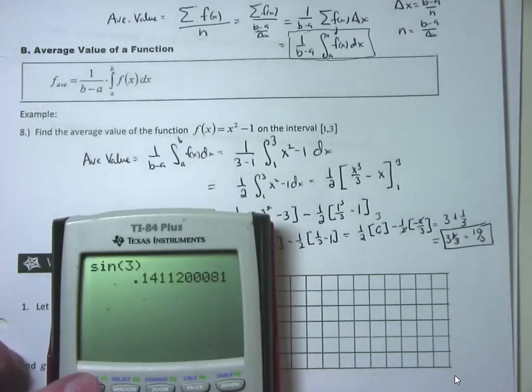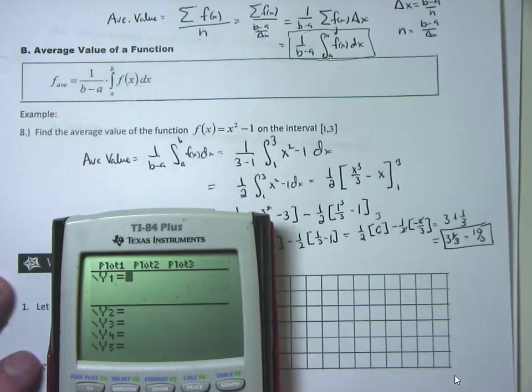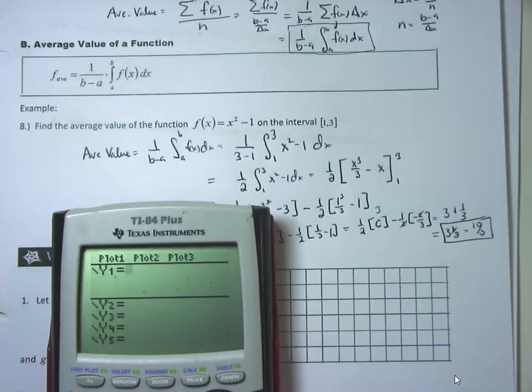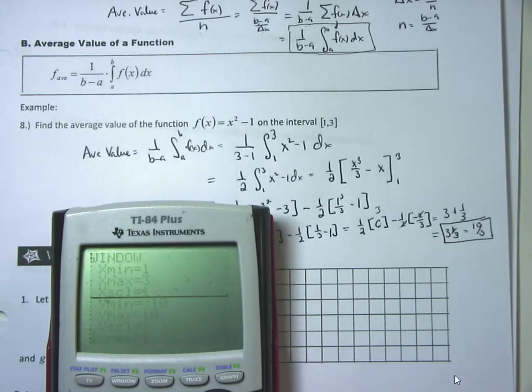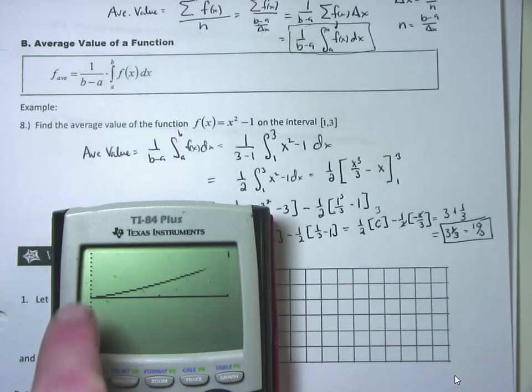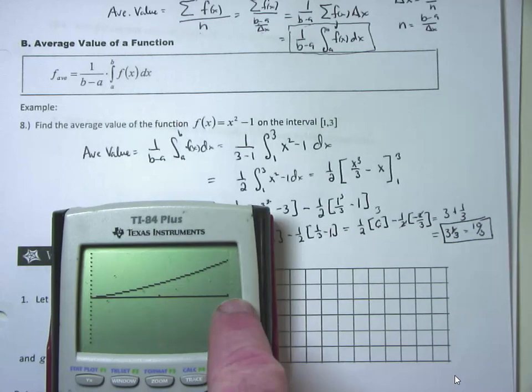if I take my graphing calculator and clear out the old function there and graph this thing, this function was x squared minus 1. And all I care about is between 1 and 3. So I'm going to change my window from 1 to 3. And I'm going to graph that. And there it is, between 1 and 3.